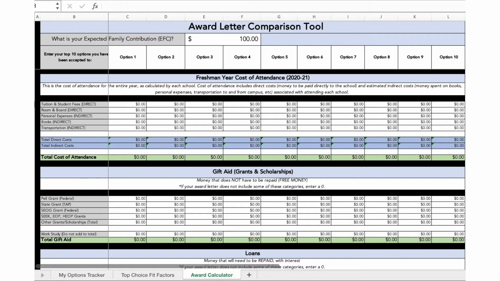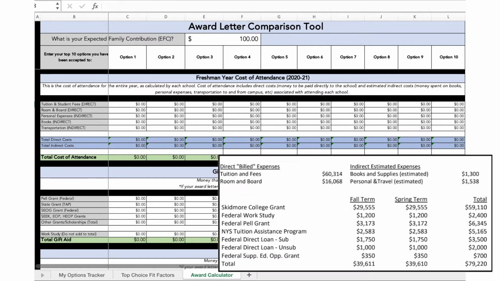I'm going to be using an example award letter from Skidmore College to show you how to fill in the tracker. Each college's award letter will look slightly different, so don't panic if your award letter looks different. At first glance, this award package might look confusing. Let's use the award letter tool to break down the costs and figure out how much aid we would be receiving. I'm starting off by writing the name of the school or program in the option section. I am then using the award letter to start plugging in the required information.